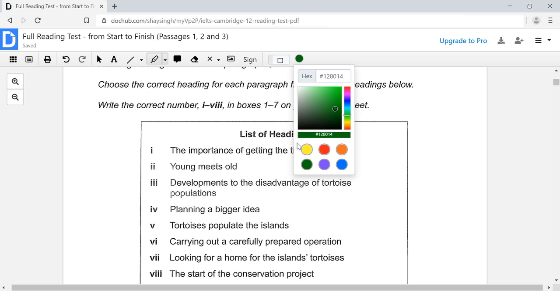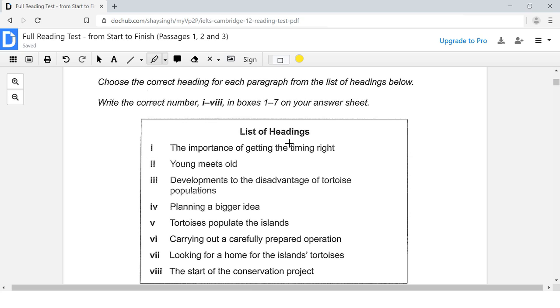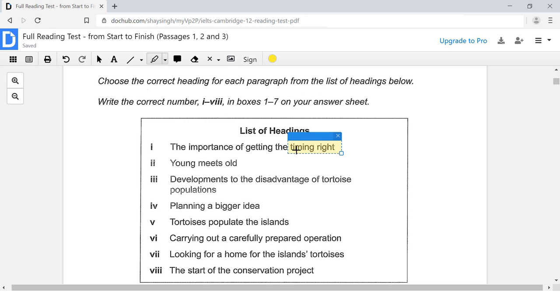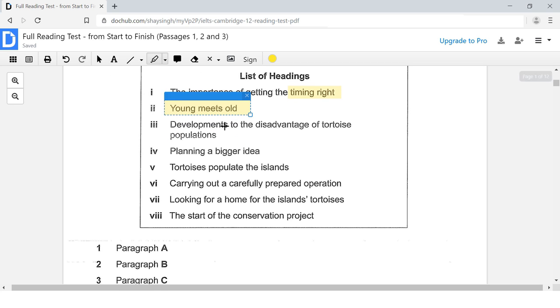I'm just going to be marking some of the most important keywords in the answer choices here. In the first answer choice, it seems to be focusing on the correct timing. The importance of getting the timing right, okay? It's all about timing here. Second one, young meets old. Number 3, developments to the disadvantages. That's going to be a major keyword, disadvantage in this case, of tortoise populations. Okay, so the tortoise populations were somehow at a disadvantage. That's what we're looking for with number 3.